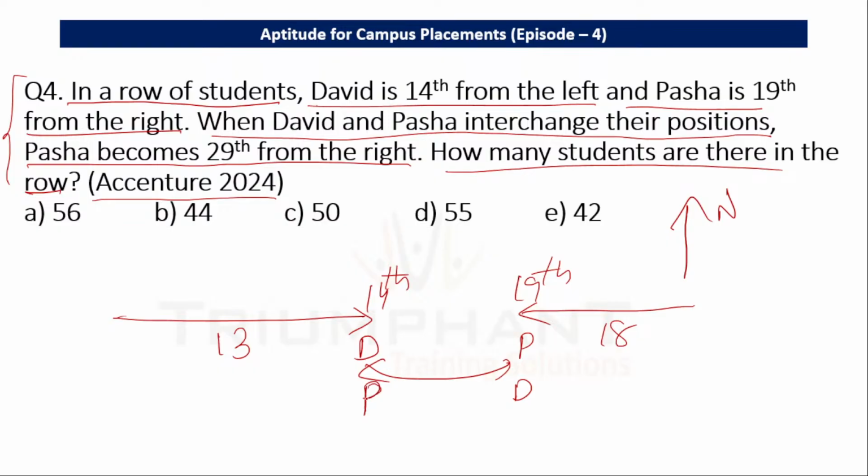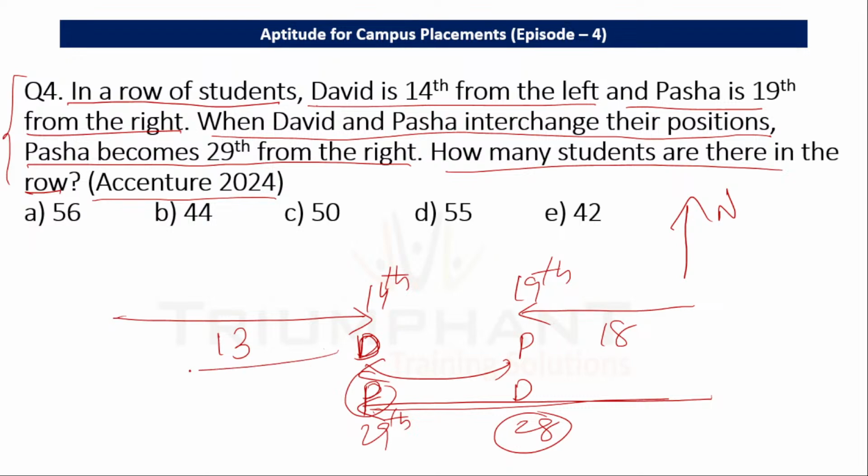Now this Pasha place is given in the question as 29th from the right. This place is 29th from the right. So if this place is 29th from the right, then how many to the right-hand side? 28. So to the right of Pasha, 28. This position when David was sitting, to his left, 13. So now to the left of Pasha also it is 13. So 13 to the left-hand side, 28 to the right-hand side.